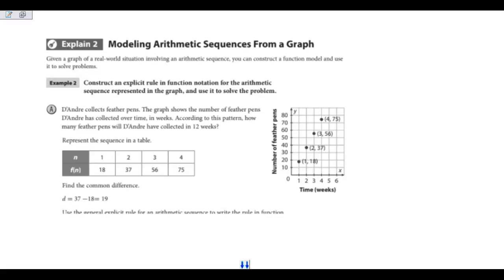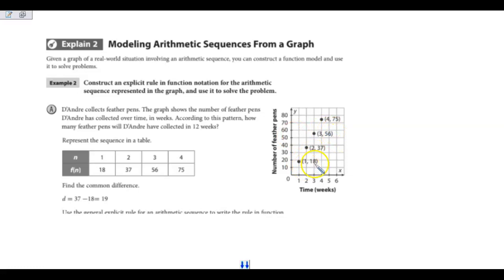Hello, welcome back to part 2 of modeling arithmetic sequences. These are going to be from a graph. Keep in mind that when you have information in a graph, the ordered pairs or the points on the graph can also be placed in a table. So when you're looking at the first term, like this one here at (1, 18), 1 is your position and 18 is your term.